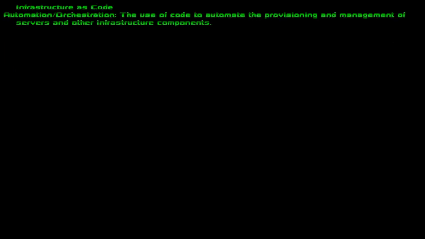Infrastructure as code. Automation/orchestration. The use of code to automate the provisioning and management of servers and other infrastructure components.